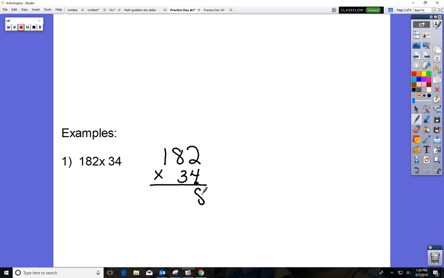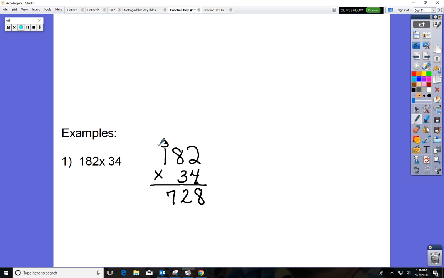Since it's a single digit number, I can just write down the 8. Then I'm going to go ahead and multiply the 4 by the number in the tens place, which is 8. So 4 times 8 is 32. Since 32 is a 2-digit number, I'm going to put the 2 down and carry the 3 above the 1. So now I'll take that 4 again and multiply it by the 1. 4 times 1 is 4, and add the 3 on. So 4 plus 3 is 7.